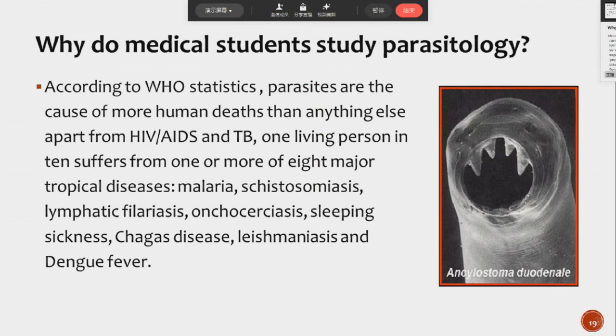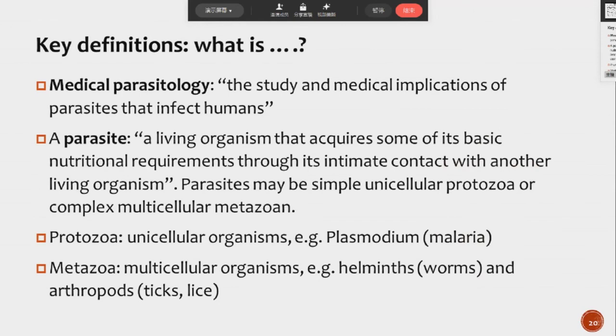So, as a medical student, why should we learn parasitology? From these statistics, we already found that there are a lot of parasitic diseases driving our health, causing damage to us, and making us sick or suffering from a parasitic disease. So we should know about parasites, and we should learn parasitology. That is why we should learn. So, review again.